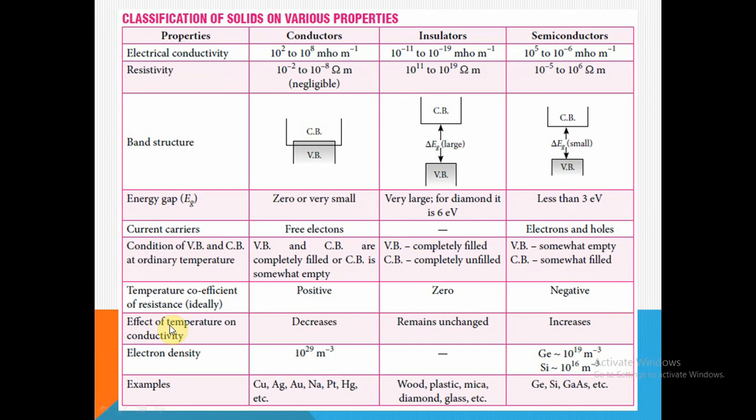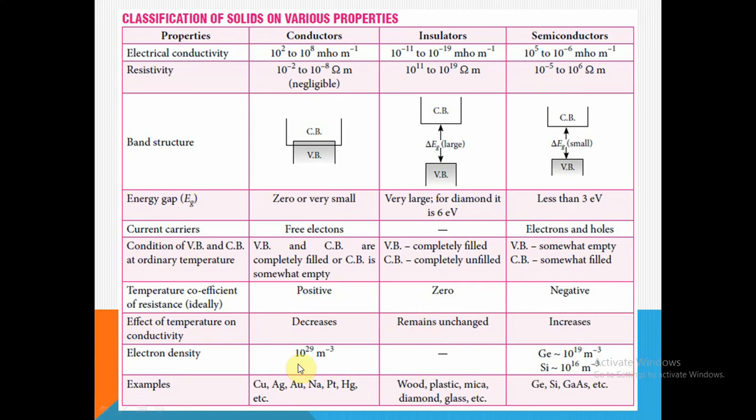What are the effects of temperature on these materials? Look at the first one, effect of temperature on the conductivity. For the conductor, as the temperature increases, conductivity decreases. For the insulator, temperature does not affect the conductivity; it remains unchanged. In case of semiconductor, as we increase the temperature, conductivity also increases. How? We will discuss in the next class.